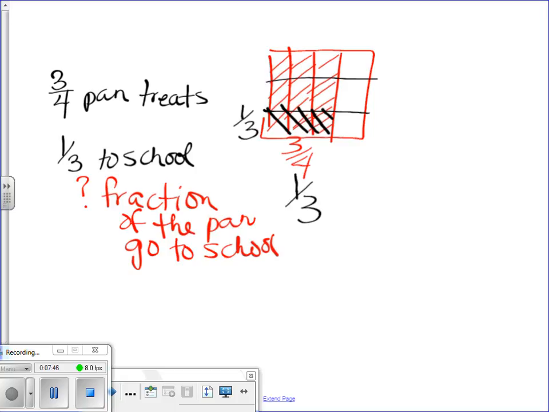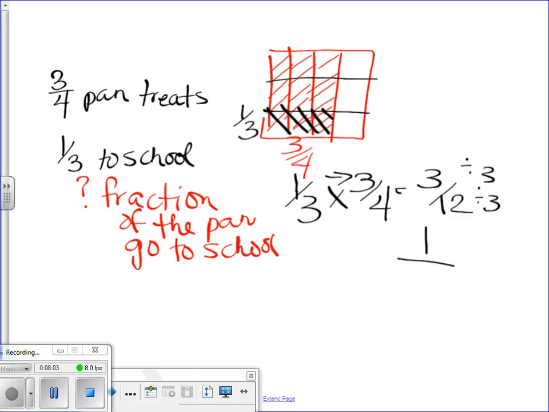1/3 times 3/4. 1 times 3 equals 3. 3 times 4 equals 12. And they can be simplified by 3. 3 divided by 3 is 1. 12 divided by 3 is 4. So it's 1/4. Wait, hold on.